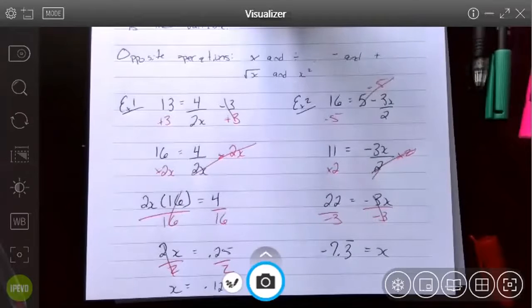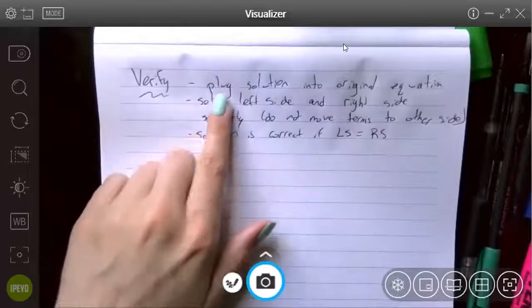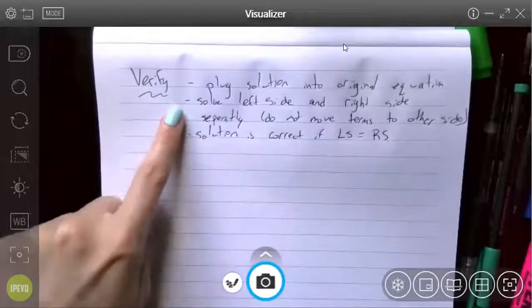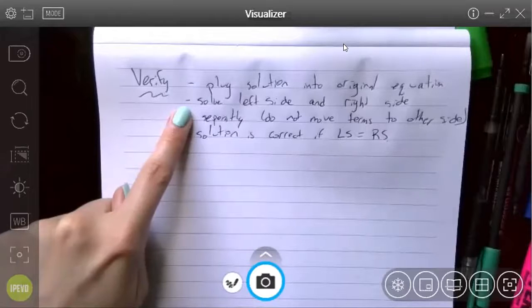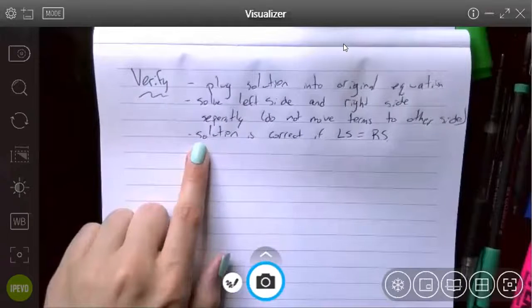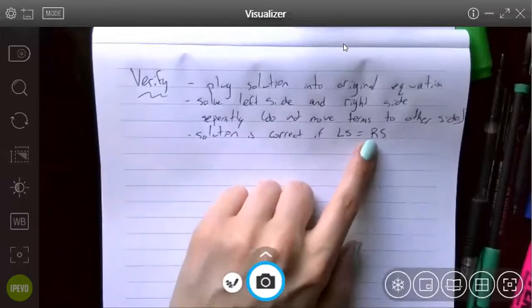The next thing I want to look at is how to verify these answers. So how to double check that they're correct. Okay, so when we're verifying a solution, all we're going to do is take our solution and plug it into the original equation that we started off with. We then solve the right side and the left side separately. So we're not going to be moving anything to the other side of the equal sign. There won't be any opposite operations. Our solution is going to be correct if, in the end, the left side equals the right side.